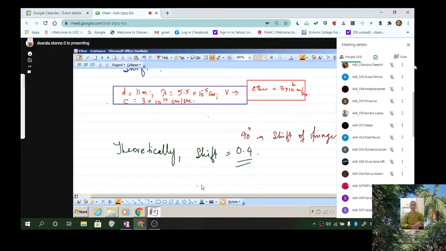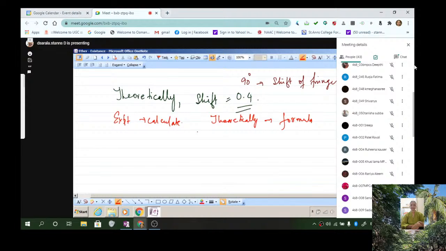In physics, what we do is we conduct an experiment, and we calculate theoretically, making use of the formula. And what else do we do? We generally compare the results that we get from these two. The theoretical results are compared with the experiment.